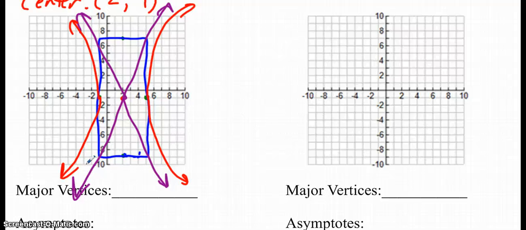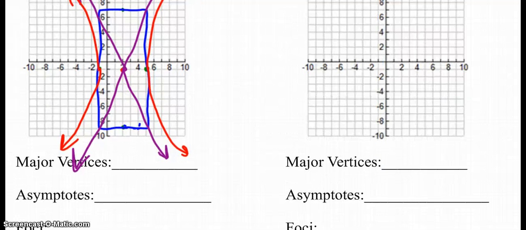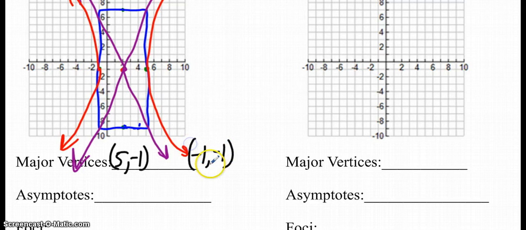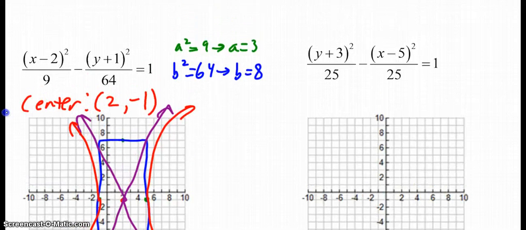So, major vertices, we can write those. I see I have the point (5, negative 1), and I have the point (negative 1, negative 1). Notice that we don't really write minor vertices for this. The foci. Oh, forgot about those.